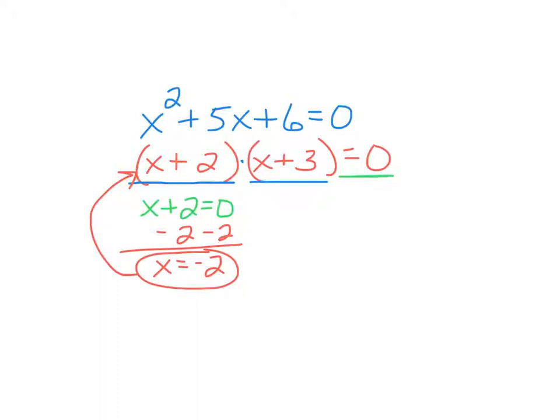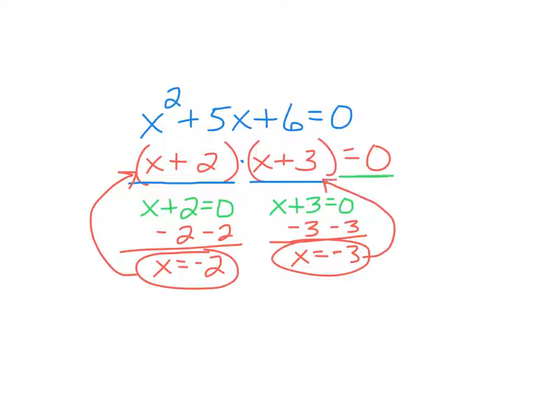I'm going to do the same thing with the x plus 3. I'm going to set x plus 3 equal to 0. In order to do that, I need to subtract 3 from both sides. And now I have x is equal to negative 3. Which means if I put negative 3 into this factor, negative 3 plus 3, I get 0. So there are two possible answers for this quadratic equation when it's equal to 0. Either x is equal to negative 2 or x is equal to negative 3.